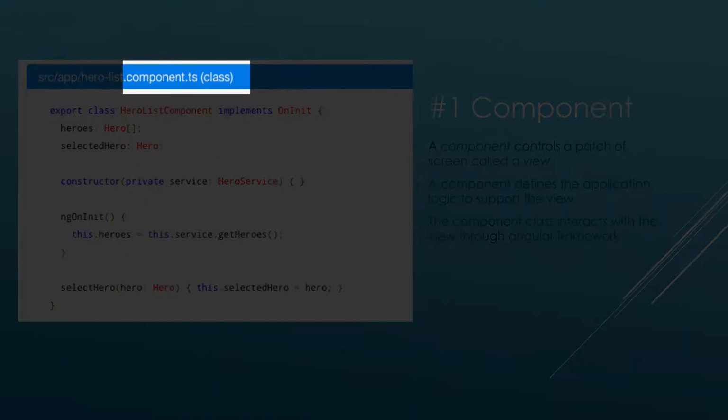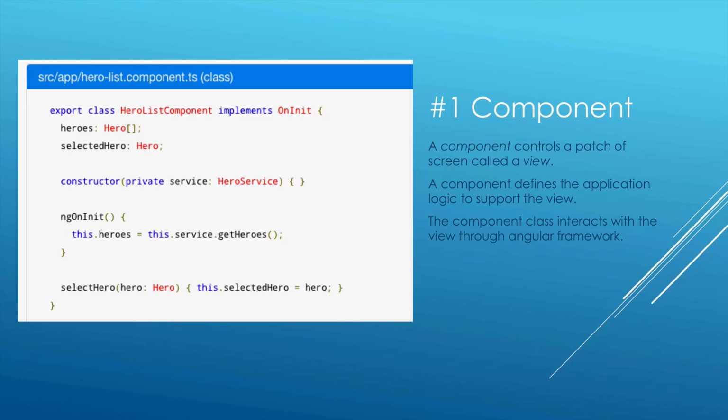The component class is defined as .component.ts. I borrow the hero example from Angular.io. A component controls a section of screen called a view. Components also support the logic when displaying the view. The component class will interact with the template to generate the view through the Angular framework.